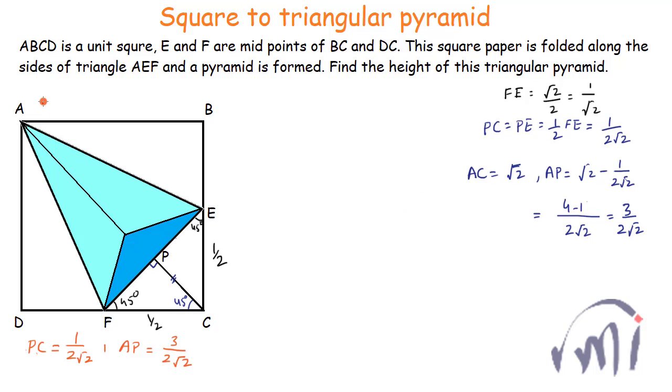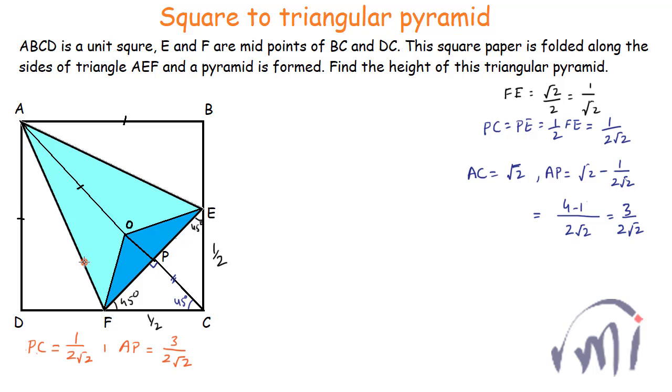And when this paper is folded to make the pyramid, these vertices B, D and C, all of them will meet over here. And if I call this point as point O, which is the meeting point of B, C and D, AO will actually be equal to AB, and AB is equal to AD. And the length of the line joining vertex O to this point P will actually be equal to the length PC.